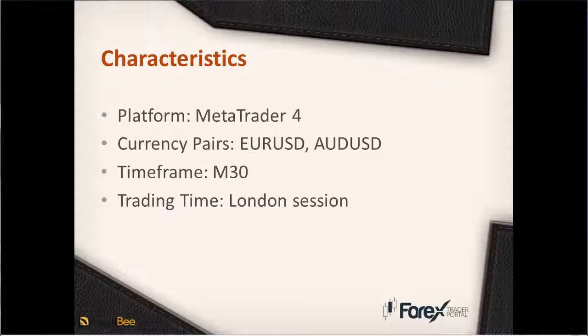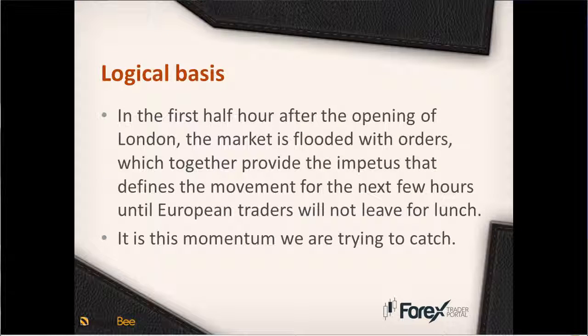The currency pairs which can be used in this strategy are Euro dollar and Australian dollar. Of course you can use it on other currency pairs, but the results are not as positive. Time frame is M30 and time of trading is once a day in the early London session. Now you will understand the reason.